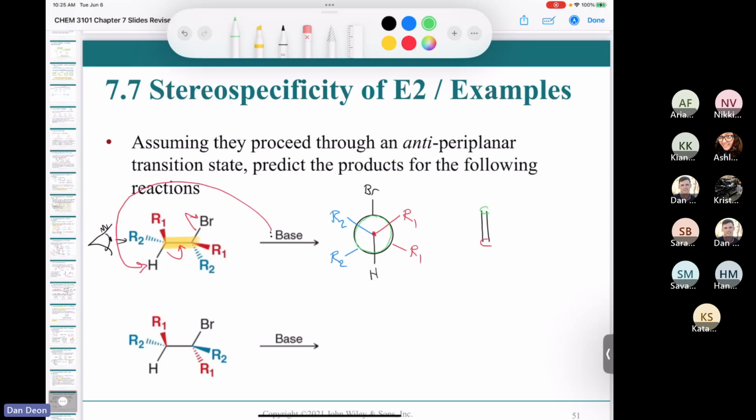So you can see that on the red carbon, the one in the front, you have an R2 group going down like this, and then you have an R1 group coming down like this. On the green carbon, the one in the back, you can see that you've got your R2 group going like this, and your R1 group coming like that.